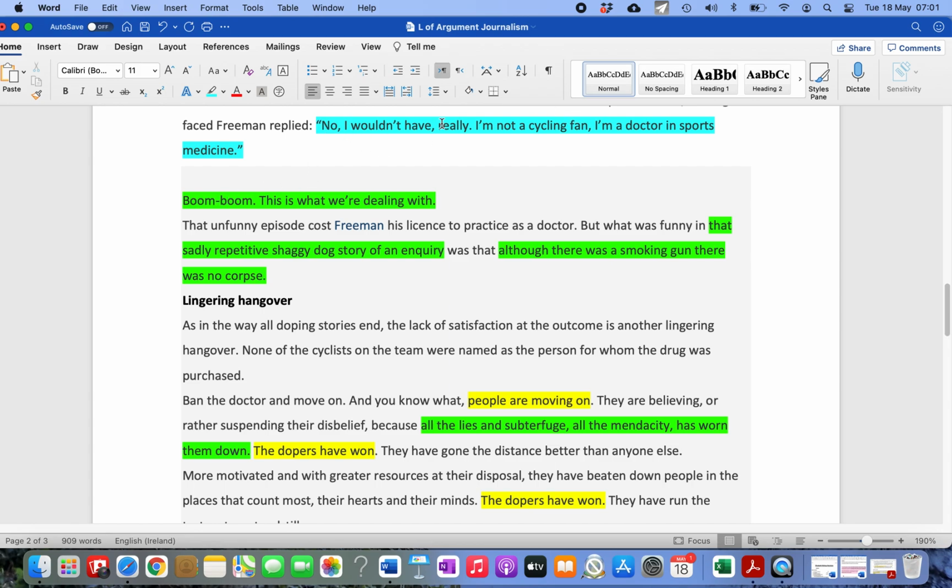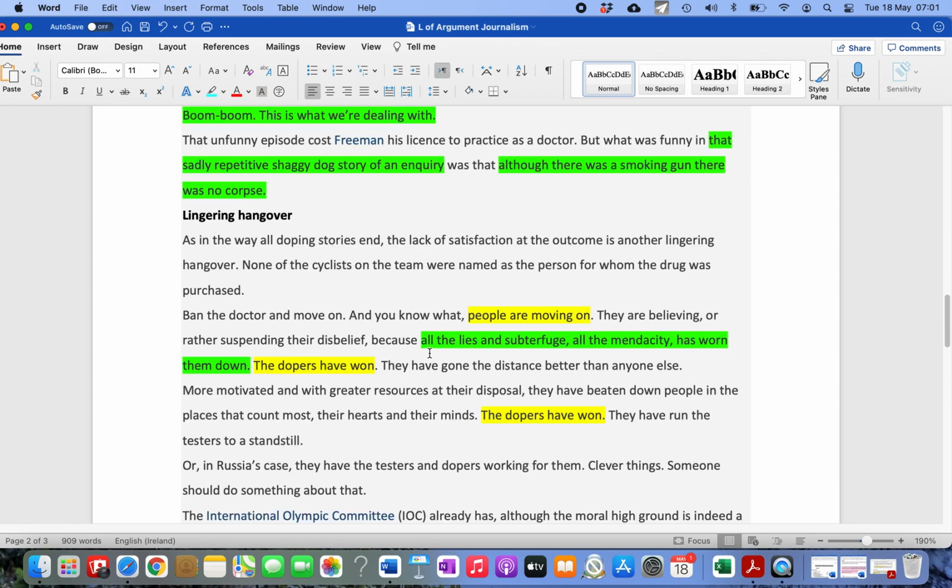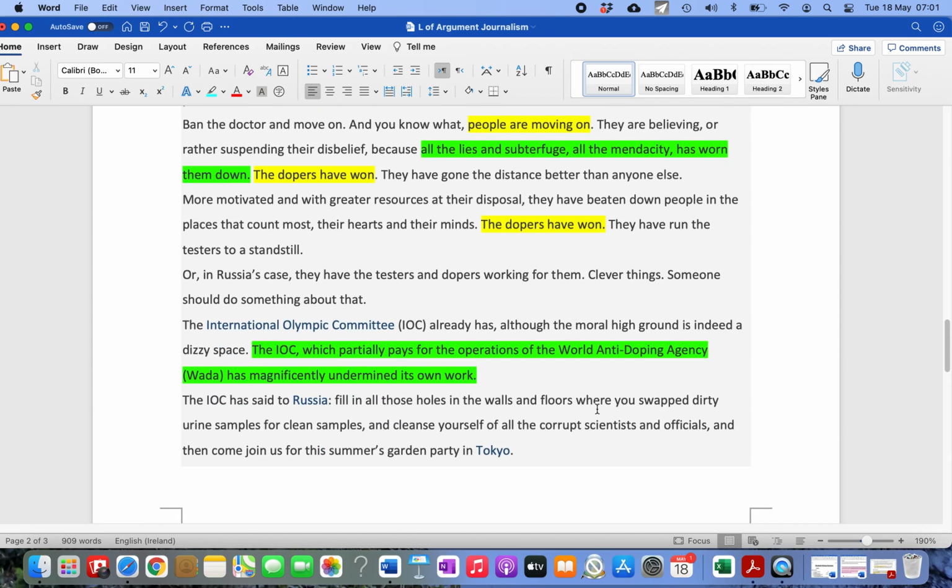He's laughing at the evidence that was given. He says that what was funny in that sadly repetitive shaggy dog story of an inquiry was that although there was a smoking gun, there was no corpse. He refers to all the lies and subterfuge, all the mendacity, which means the quality of being wicked or evil, that has worn him down. He refers to the IOC, which partially pays for the operations of the World Anti-Doping Agency, and the fact that it has magnificently undermined its own work.